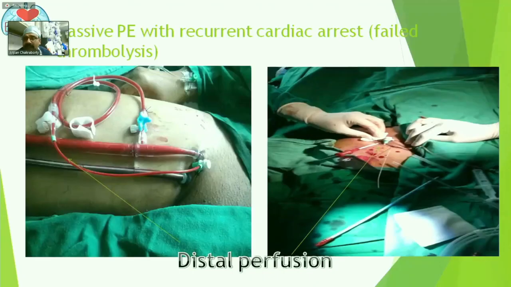And this is a patient admitted with us with massive pulmonary embolism. With recurrent cardiac arrest, he had a failed thrombolysis. During the CPR, we were not able to get sustained ROSC. Some ROSC came and again went, that kind of thing. So we took the patient on ECMO. And luckily we got this distal perfusion cannula at that point of time, and we could put the femoral venous and the femoral arterial access.